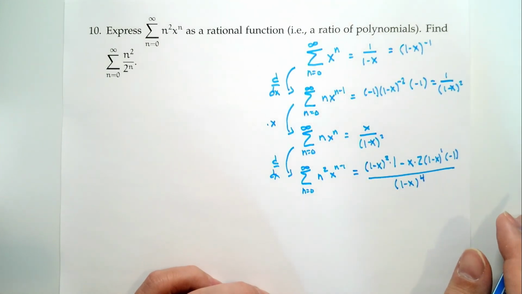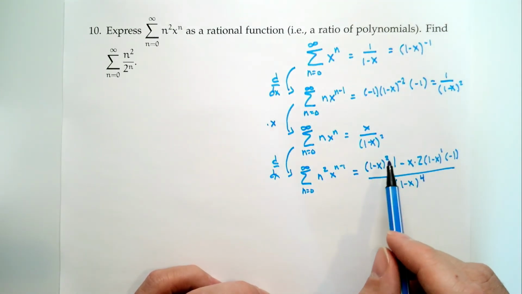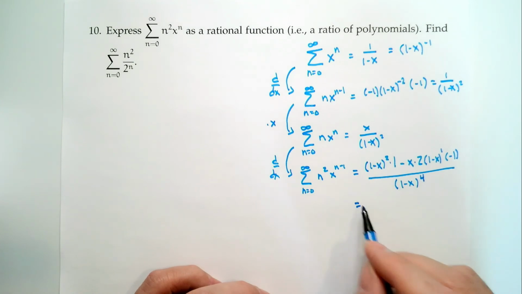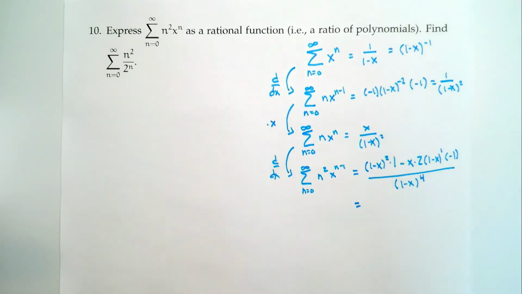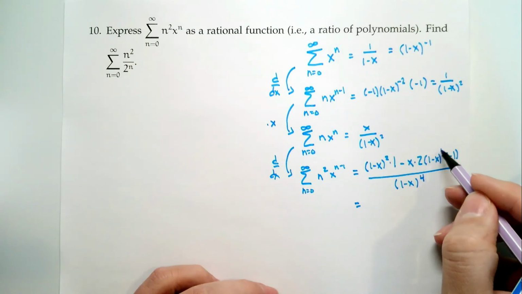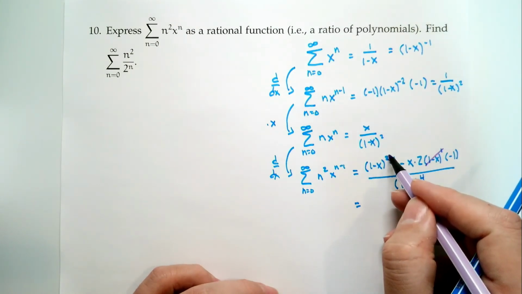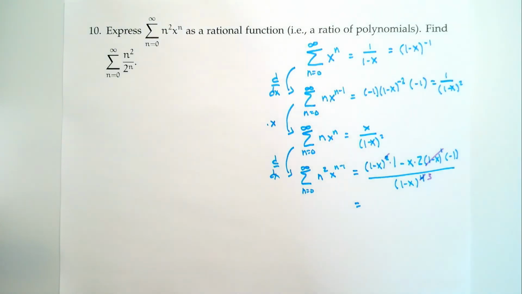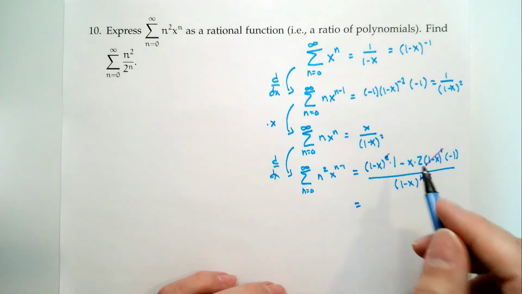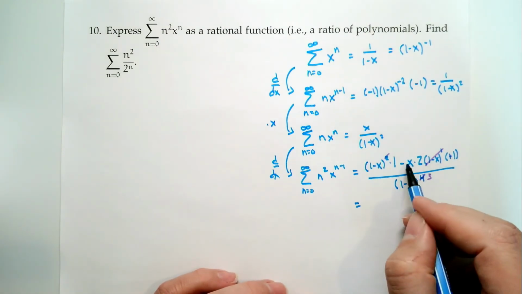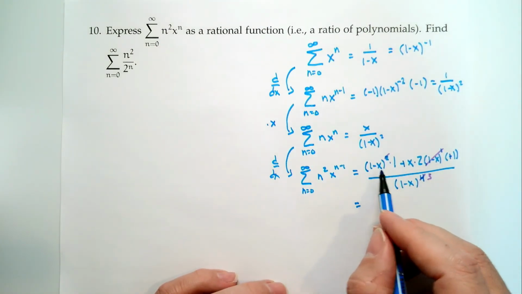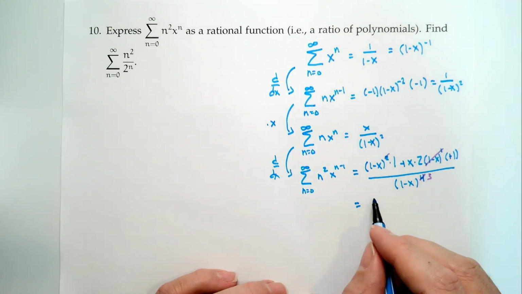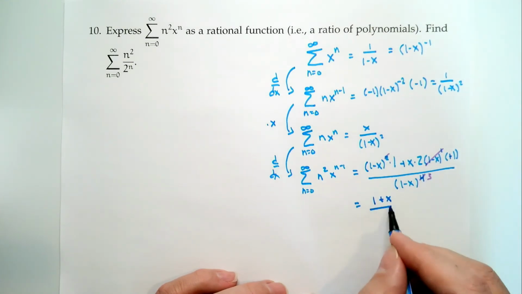Now, notice there's a lot of 1 minus x's, so at the very least, I can cancel off a single 1 minus x off of each term. So there's a single 1 minus x there, there's a single 1 minus x there. That leaves us with 3 1 minus x's there. So what do we have now? Well, minus minus makes a plus. So we have 1 minus x plus 2x, which is really 1 plus x on the top, and downstairs 1 minus x cubed.